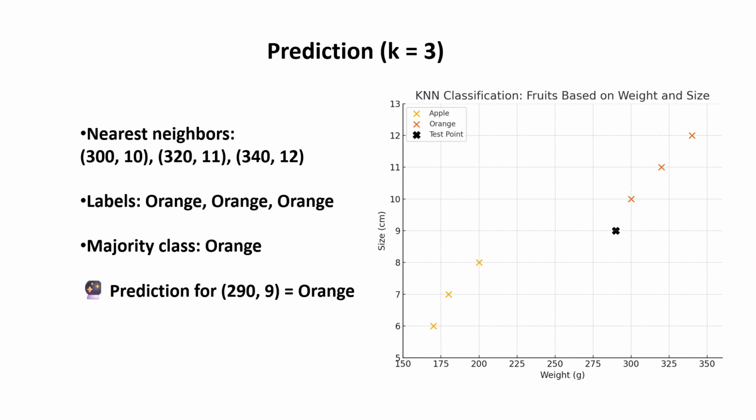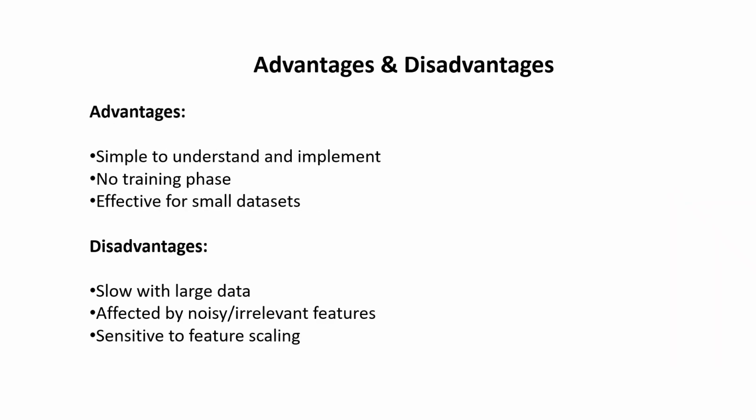This has been plotted in this graph, size versus weight. Orange is in one color, apple in another, and the test point is shown in black. This is how, without training on the data set, I find the Euclidean distance, and from that distance I find which data is closer to the center point. This is one way we can predict the outcome.